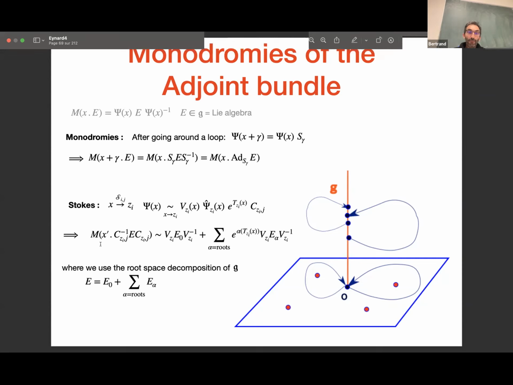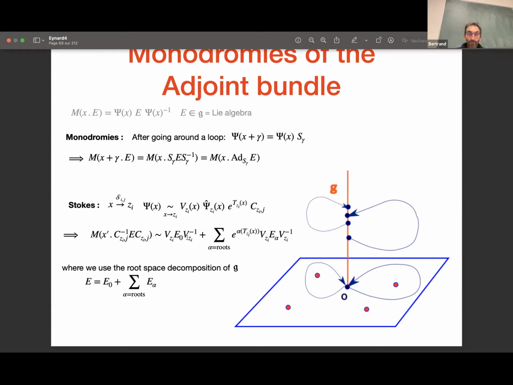Let me write it this way. If I write M for some E, in fact, let me conjugate the E by C minus 1 C. Some of the terms will have exponentials and some will not. For that, the best is to decompose E, or more precisely C minus 1 E C, using the root space decomposition of the Lie algebra. Every element of the Lie algebra can be written as an element in the Cartan plus a sum of elements corresponding to the root spaces.